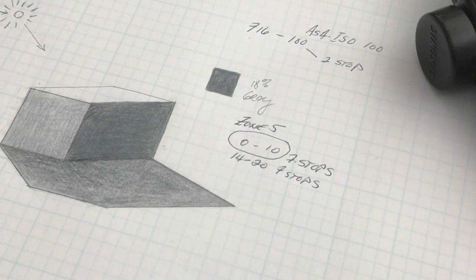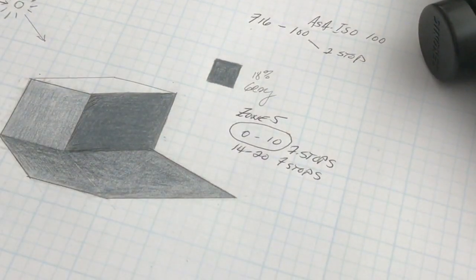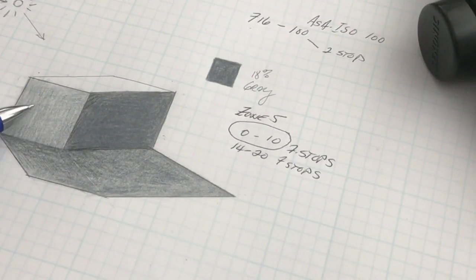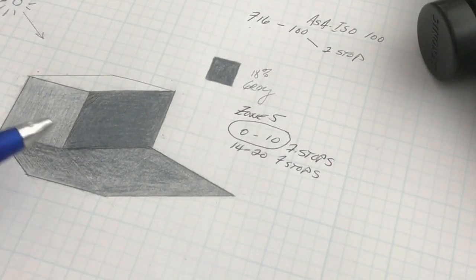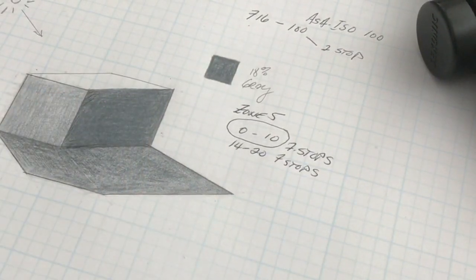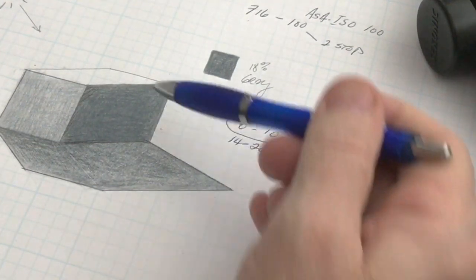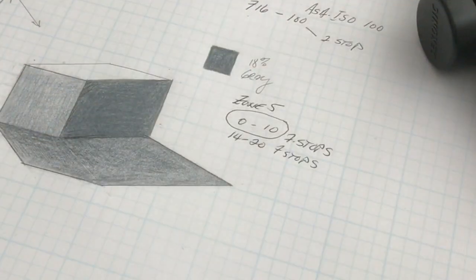Here's the sun angle. This is just a very basic representative drawing of the highest value, and these are the mid values, and this here is basically 18% gray. So in this scenario, this is zone 5, this could be zone 9 or zone 10.